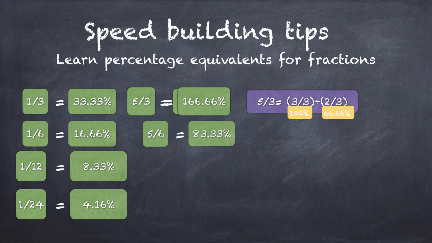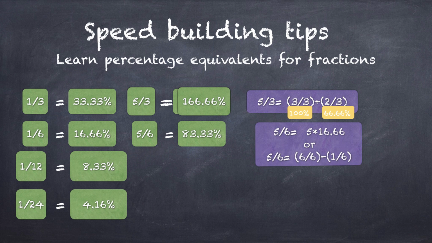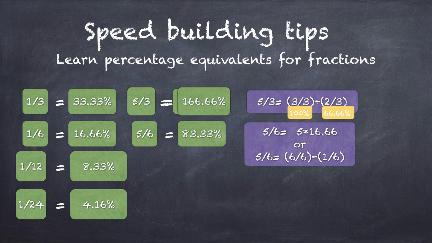Okay. Similarly, what is the value for 5 by 6? 1 by 6 is 16.66%. You can multiply 5 into 16.66 and you can get to the value of 83.33. Or you can think of 5 by 6 as 6 by 6 minus 1 by 6. 6 by 6 is 100%. Minus 1 by 6, which is 16.66%. If you subtract it, you get 83.33.